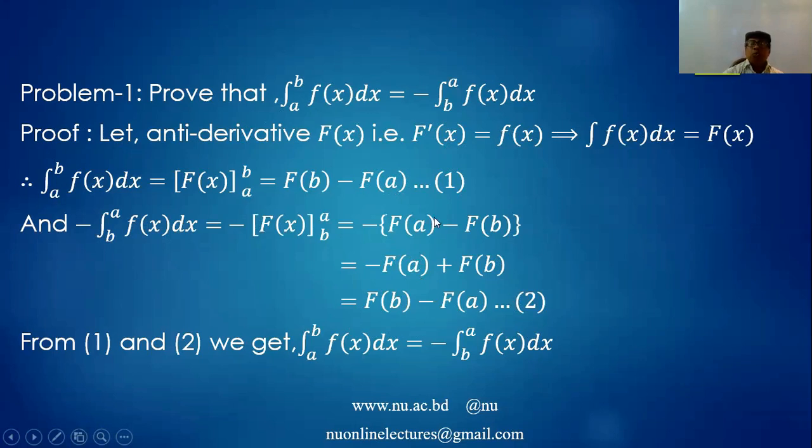This is number two. So one and two are similar to each other, and from one and two we get our statement. This is what we had to prove: the integration from a to b of f of x equals minus the integration from b to a of f of x dx. It is proved. My dear students, this is the way to prove these types of problems. You have to understand the way to prove these types of properties.